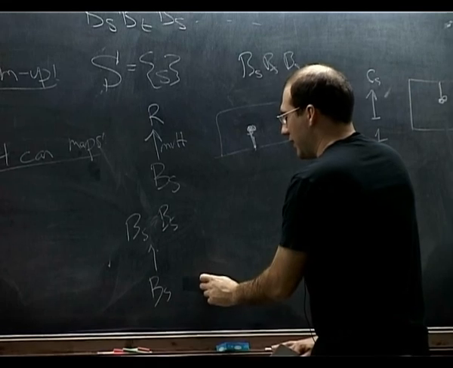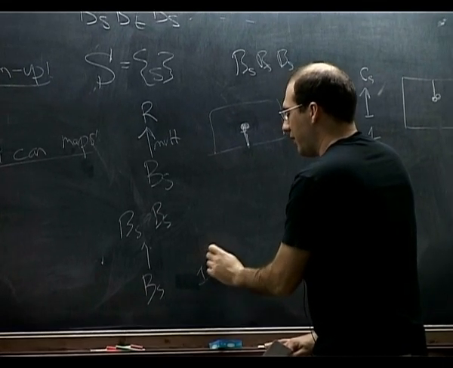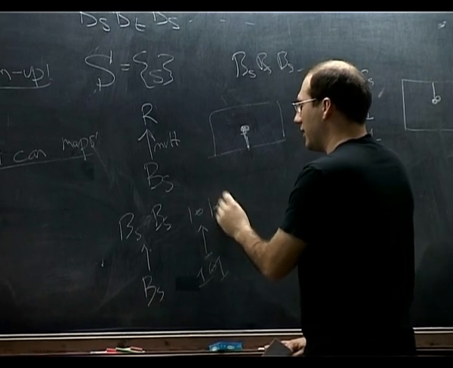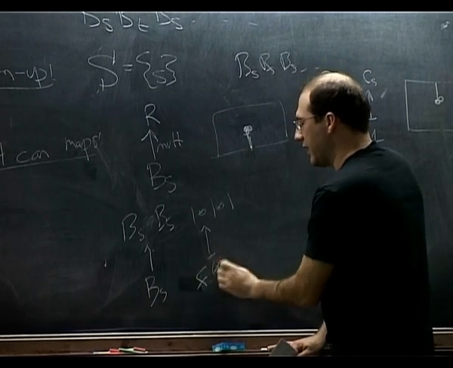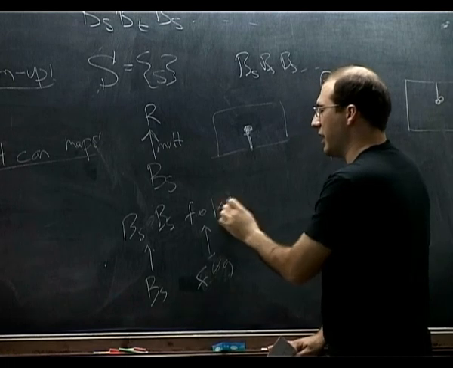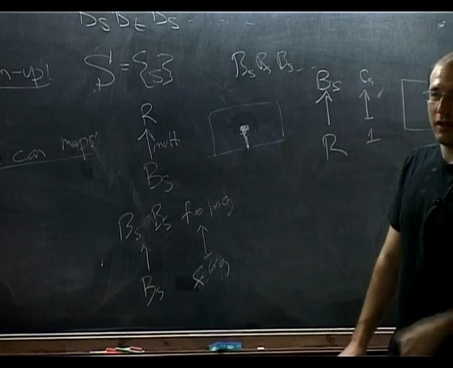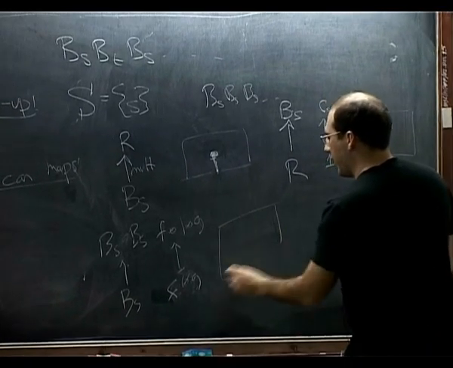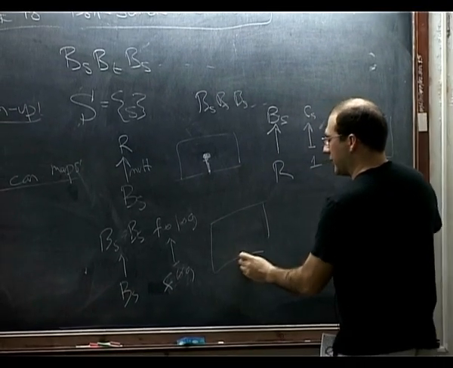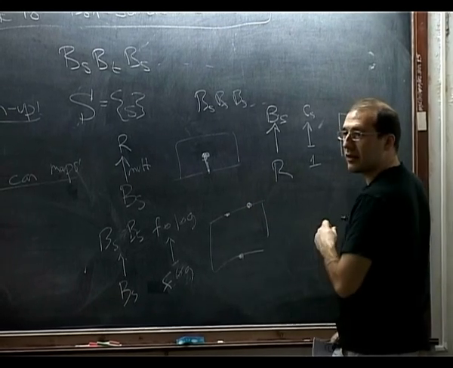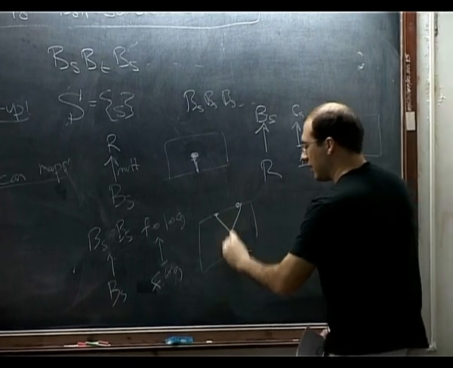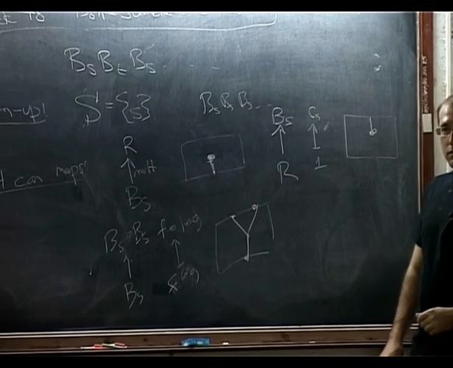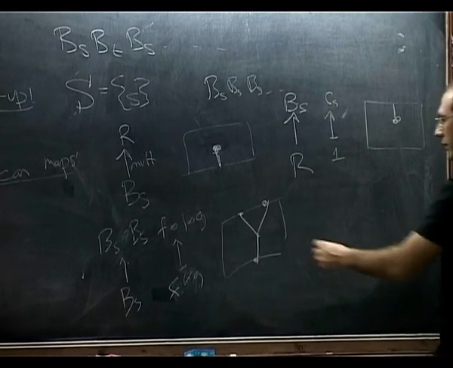So this is going to send 1 tensor 1 to 1 tensor 1 tensor 1. Actually, maybe I'll say it sends F tensor G to F tensor 1 tensor G. It puts a 1 in the middle. This is where inclusion comes into things. And we're going to draw this like so. It's a map from a single copy of BS to 2 copies of BS, and it's going to look like this, a trivalent vertex. That's how we're going to draw this.